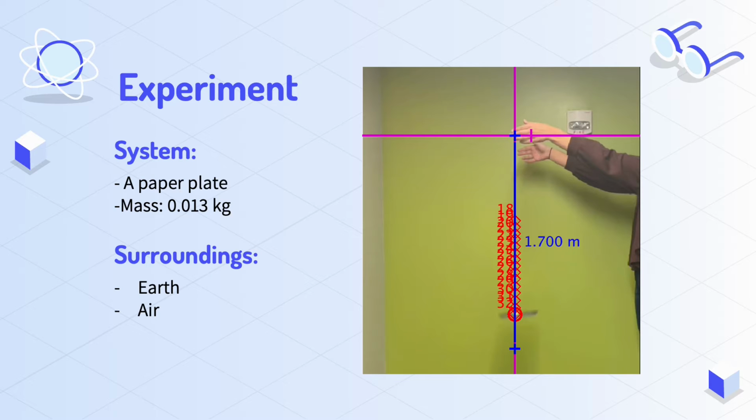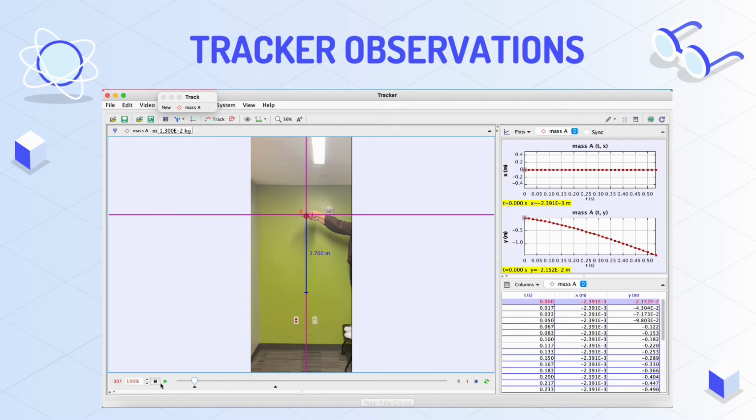The setup of the lab experiment involves dropping an object, recording the actual movement, and comparing this in two models, one of which only considers gravity and one that considers gravity and drag force. I selected a concave paper plate with a mass of 13 grams and the forces in the surroundings, including earth and air. Here's my tracker video.